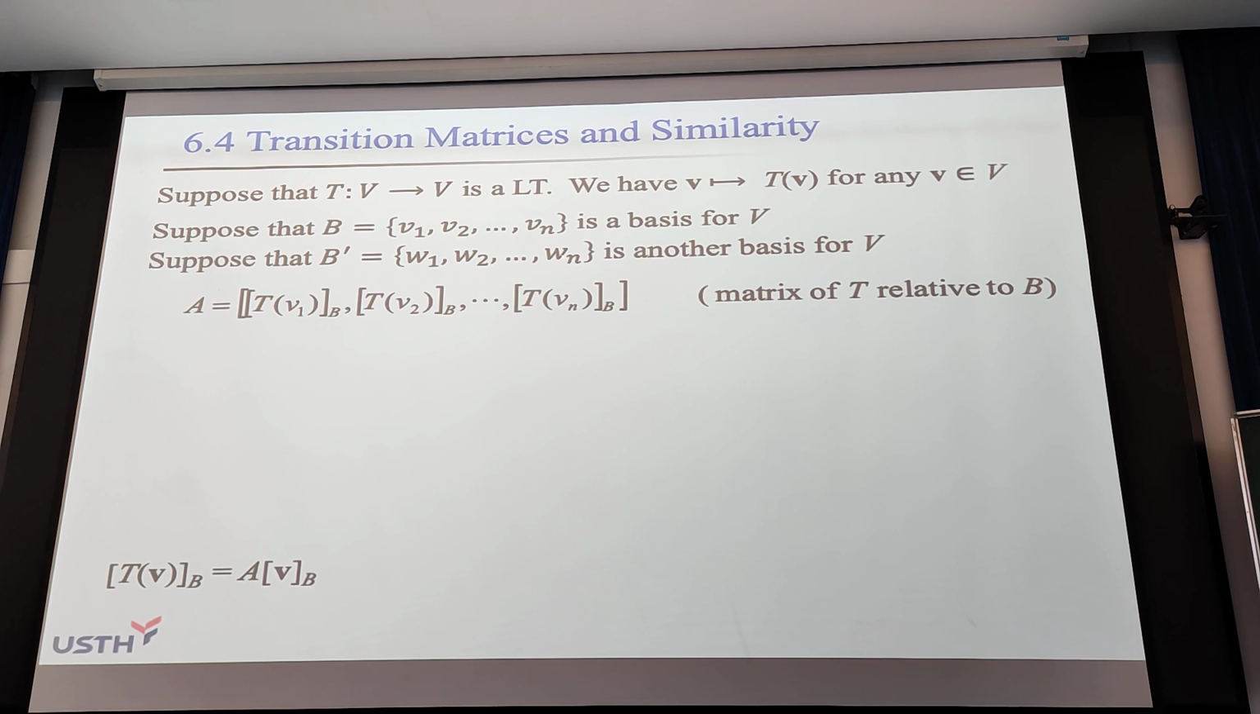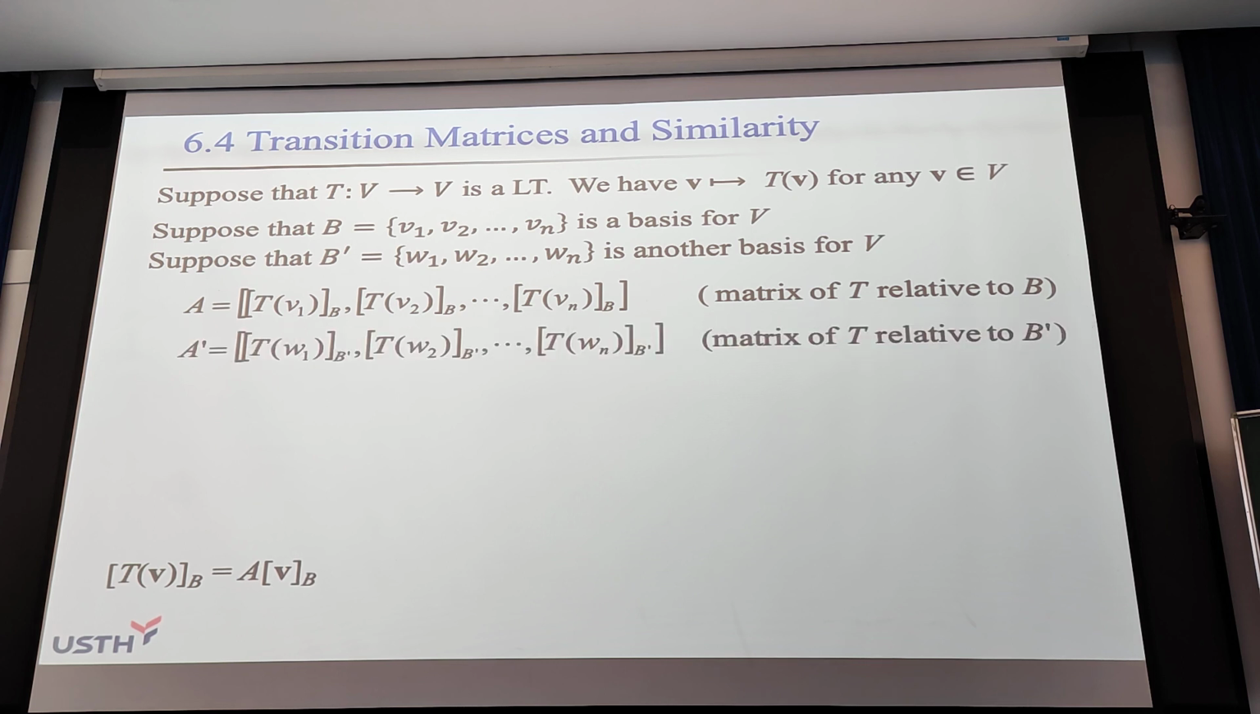We have the same number of vectors inside. Say B prime to be W1, W2, up to Wn. That is another basis for V. Then the matrix of T, but relative to basis B prime, will be the following. A prime will be formed by T of W1, T of W2, and T of Wn, and find the coordinates relative to the same basis B prime. That is the matrix of T relative to B prime.